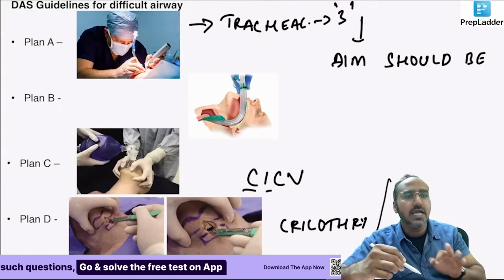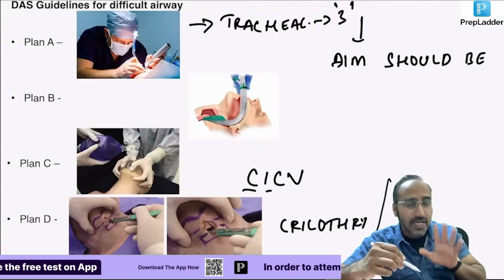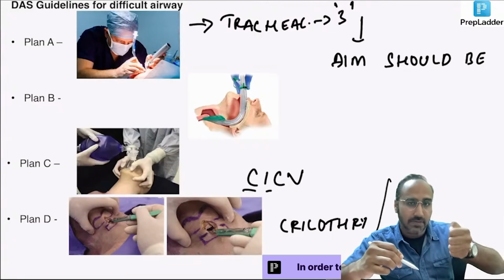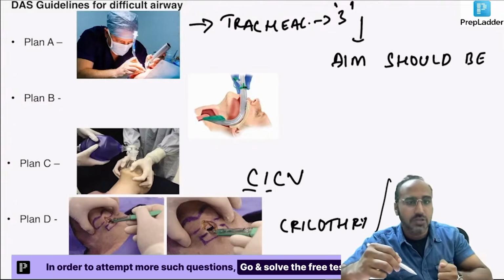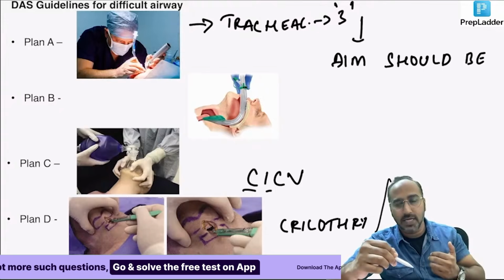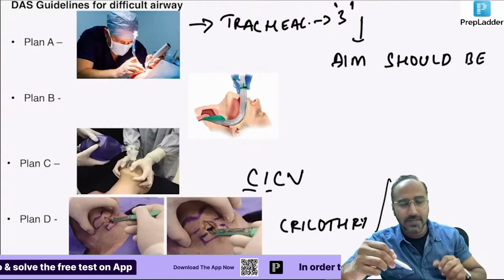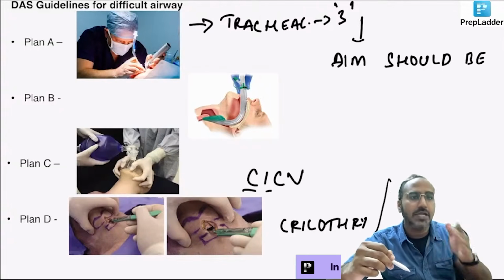Give 3 best attempts. If you fail in the first attempt, you change the position, you change the laryngoscope, you change the tube, and then you try for the second attempt. Give 3 best attempts. If you fail, then you go for plan B.